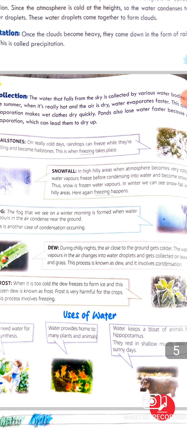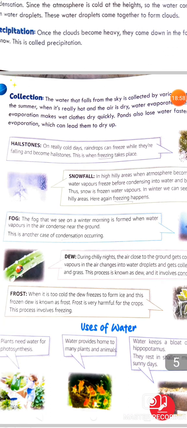Now our next topic is uses of water. There are various uses of water. Without water, life is not possible on earth. Water is necessary for drinking, bathing, cooking food, and almost all activities depend on water. Plants, animals, everyone depends on water. But there are some more uses of water which are given in your book. Let's study and try to understand them.